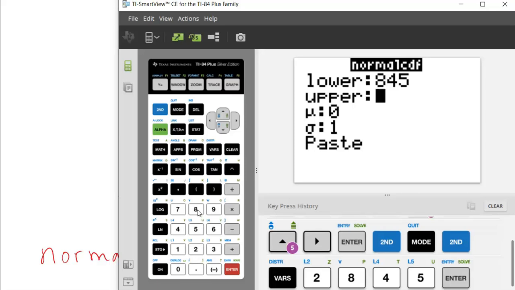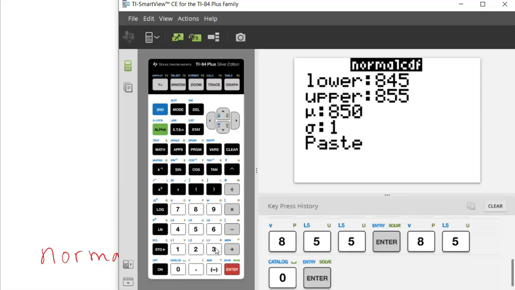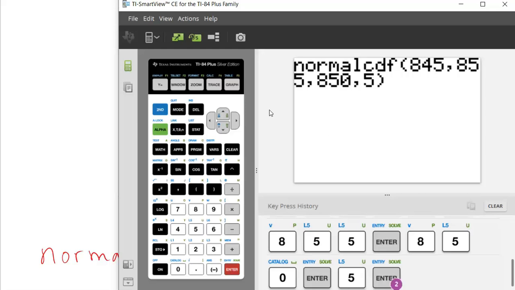Enter. Our upper bound was 855. Enter. Our mean was 850. Enter. Our standard deviation is 5. And then when we hit paste, that will put that on our main screen. And we just have to hit enter one more time to get our result.